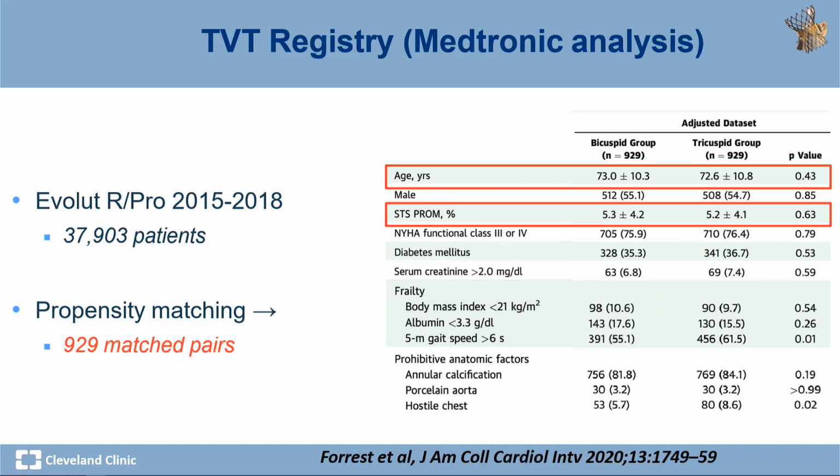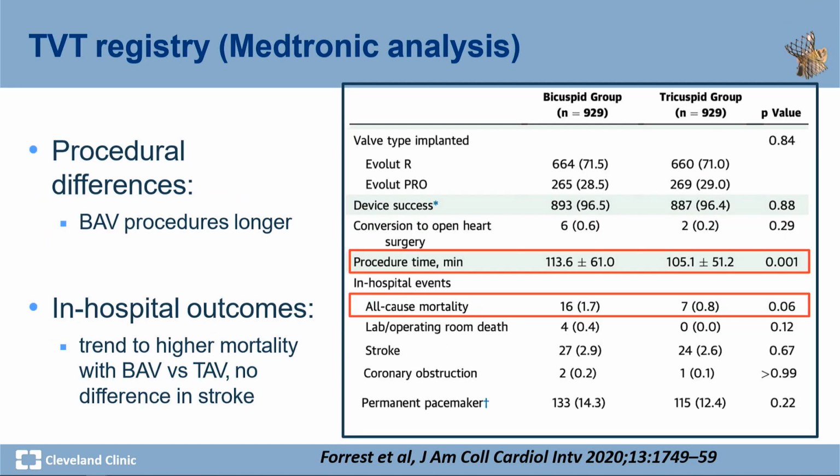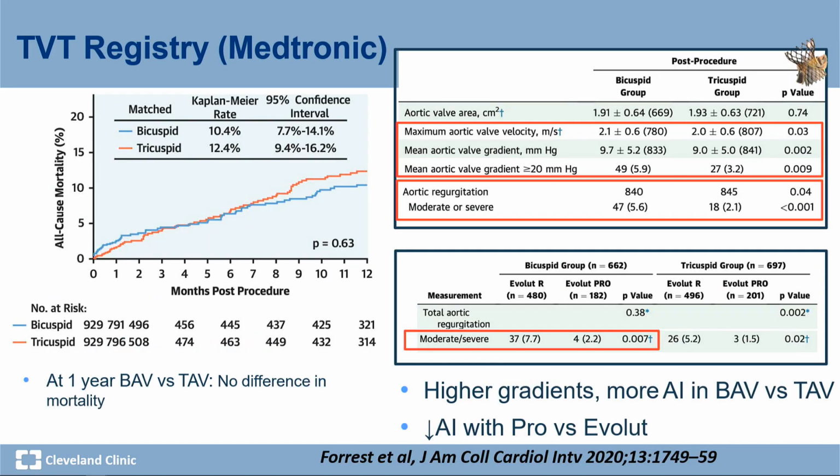And if you look at these 1,000 patients, again, the numbers are there, 4.2, same STS score, moderately high. Sorry. And so here you can see that the procedure time and the recapture was different, but the all-cause mortality in this particular analysis is a little bit worse. So in the Medtronic analysis, the all-cause mortality was 1.7 versus 0.8, no difference in the balloon expandable valve.